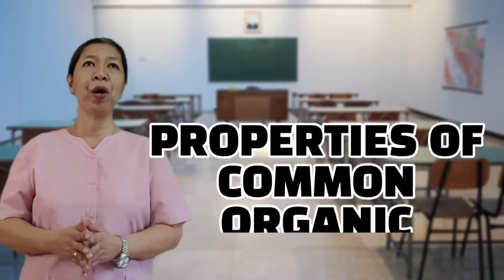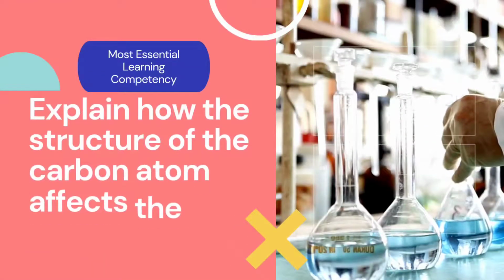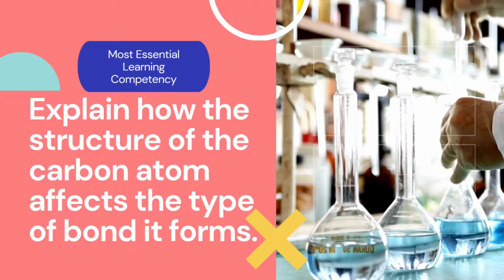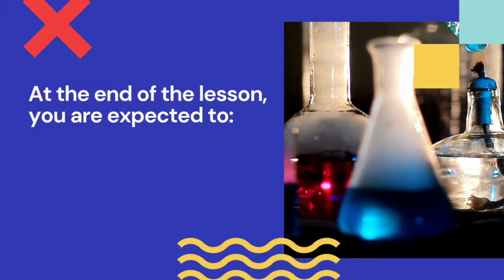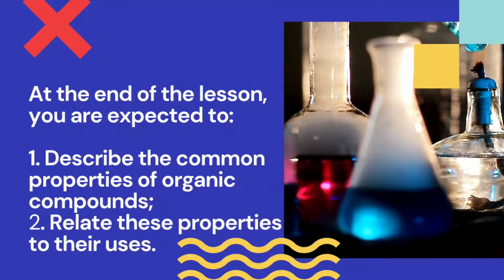The lesson that we're going to discuss today is about the properties of common organic compounds. The learning competency of this lesson is to explain how the structure of the carbon atom affects the type of bond it forms. At the end of the lesson, you are expected to describe the common properties of organic compounds, and to relate these properties to their uses.